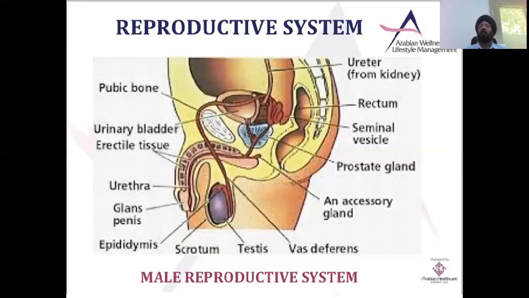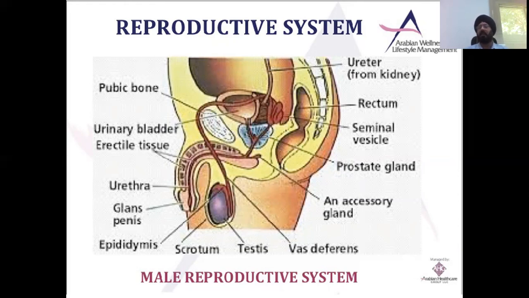Then we come to the reproductive system. The reproductive system, the genital system, is a group of organs responsible for sexual reproduction, broadly divided into male and female reproductive systems. The male reproductive system comprises the testes, spermatic ducts, sex glands, and the penis.